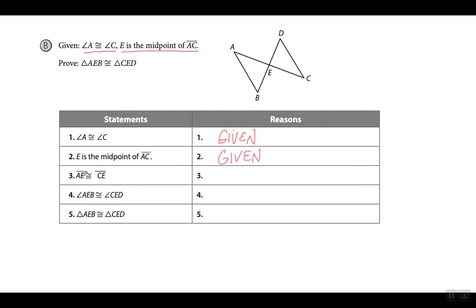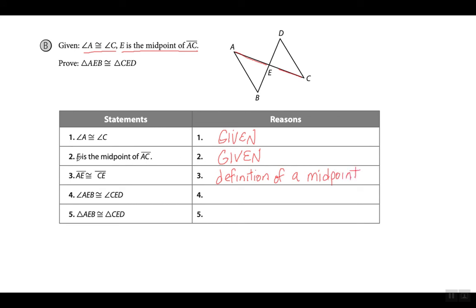All right, number 3, segment AE is congruent to segment CE. Let me look at those. Segment AE is congruent to segment CE. Let me think for 1 second. Oh, got it. For a second, I thought I was going to have to look at the answer. All right, look. That is going to be the definition of a midpoint.